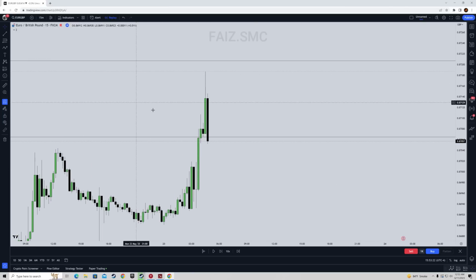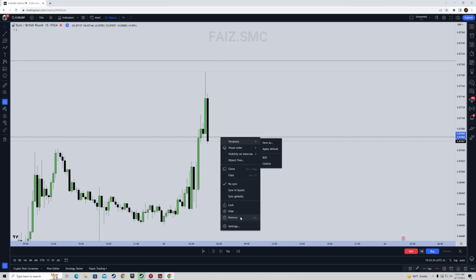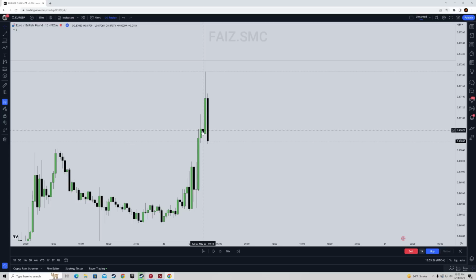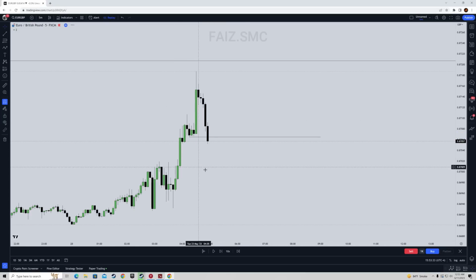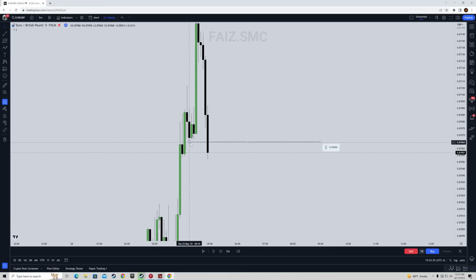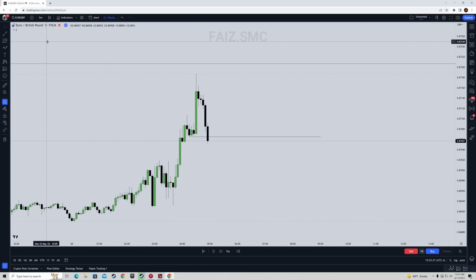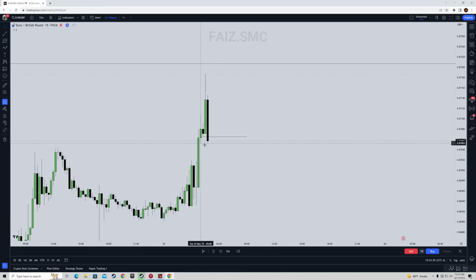And right over here, you can see if I remove this, we made a higher high, higher low, higher high right here, and we have a market structure shift right there. If I go to the 5-minute time frame, you can see it is a clear low right here. Cool. But if you go to the 15 minutes, it's going to look something like that.